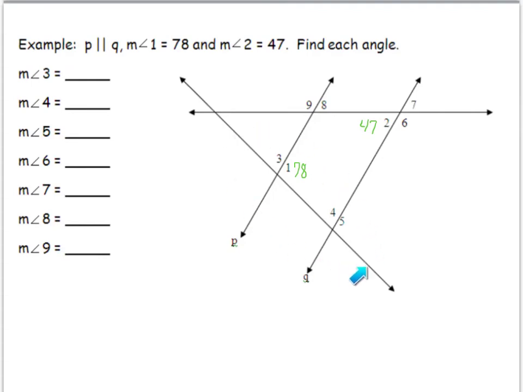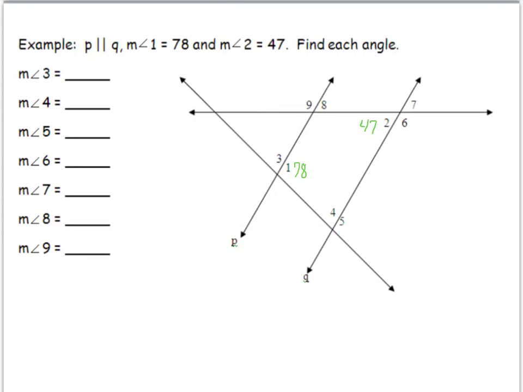The reason we're starting off down here is because hopefully you notice these two lines are parallel. We were told that. And I have two different transversals. So when you have two different transversals, you actually have to work on one transversal at a time. So we're going to work on this transversal down here first.